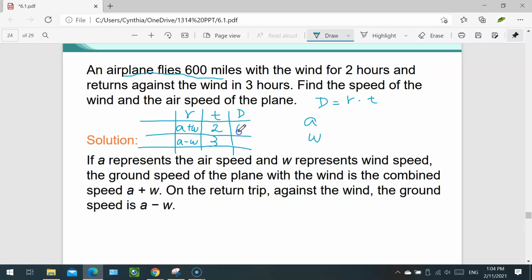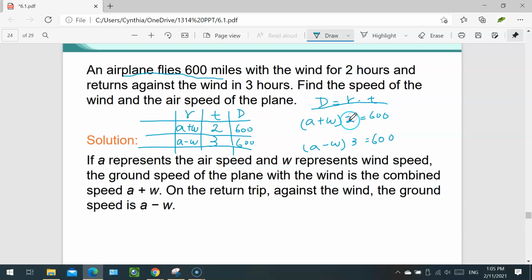The total distance is supposed to be the same, right? It doesn't matter what rate they have, the distance is the same thing. So you have both directions with the same distance. According to the formula here, distance is equal to rate times time. So we create the equations from the table. I write down (a plus w) multiplied by 2 is equal to 600, and (a minus w) multiplied by 3 is equal to 600.